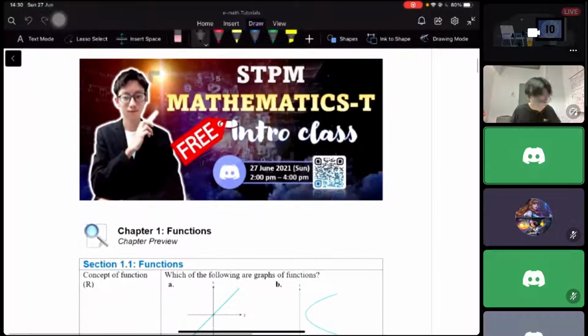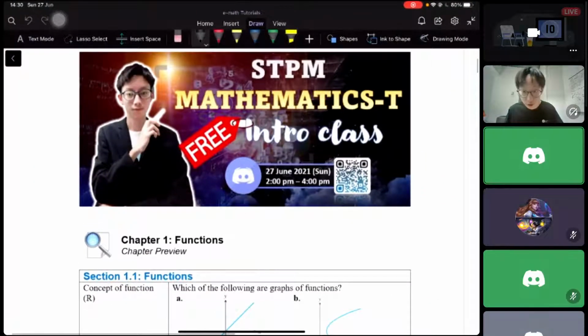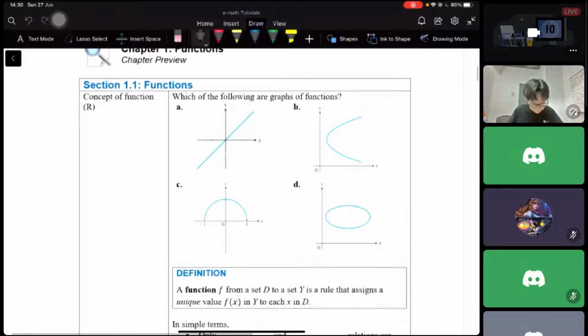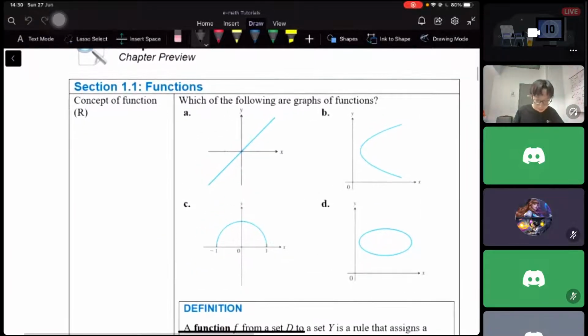Okay, so this is your notes. Before I get into the lecture, have a look at this one. This is ABCD. Which of the following are graphs of a function?